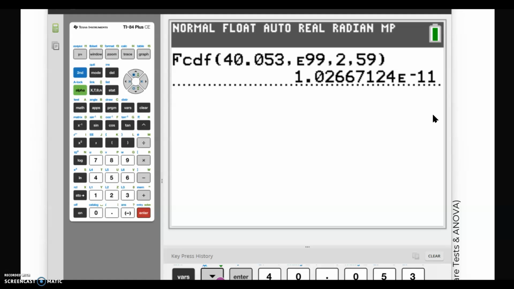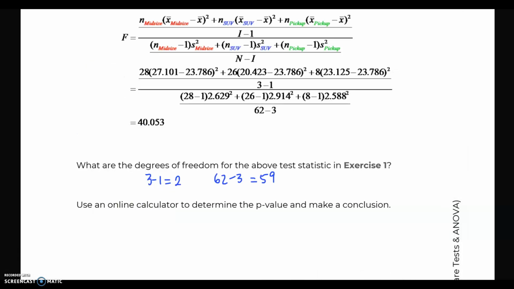So as a decimal number, we would have 10 zeros before the 1. So it's approximately 0. So over here, our p-value is 0, or approximately 0. And therefore, we're going to reject the null, which states at least one of the means is different.